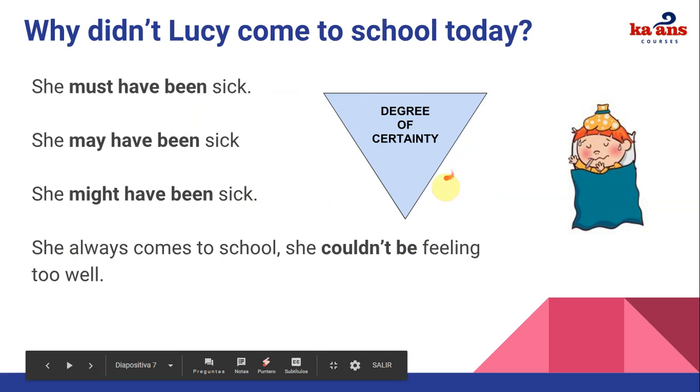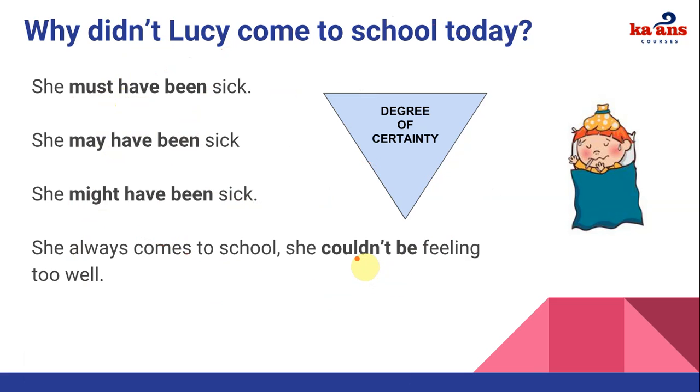Okay, so we use degree of certainty. We use modals: must, may, might, or could, and then we combine them with have.